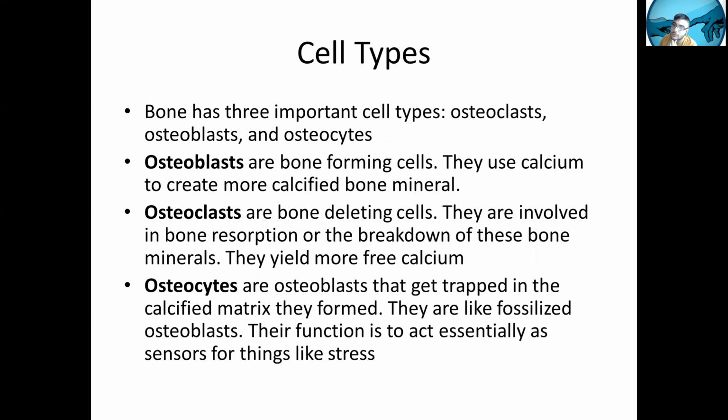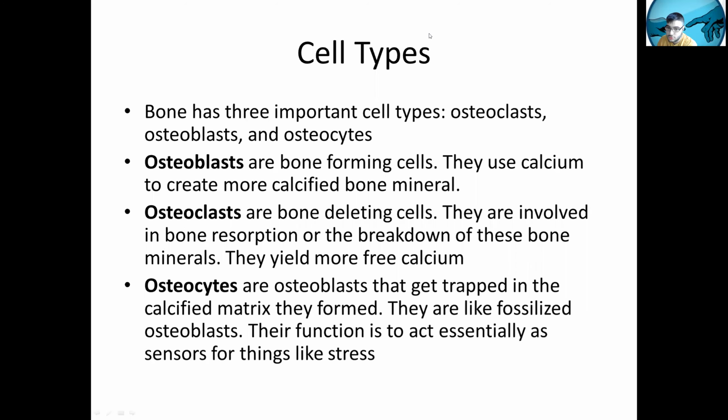Okay. What helps bone is that it has three important cell types: osteoclasts, osteoblasts, and osteocytes. Osteoblasts are bone forming cells. You can remember this because osteoblast starts with a B, so build. Osteoblasts build bone, and they use calcium. They take in calcium from the environment and create more calcified bone material.